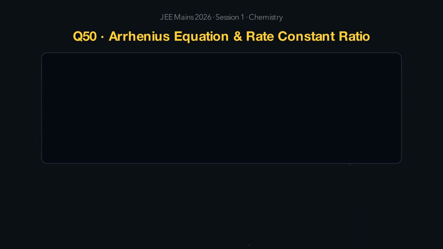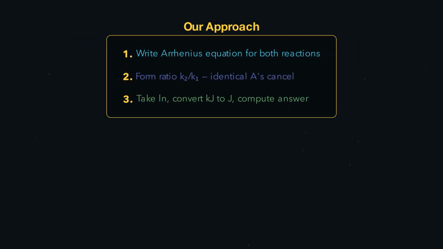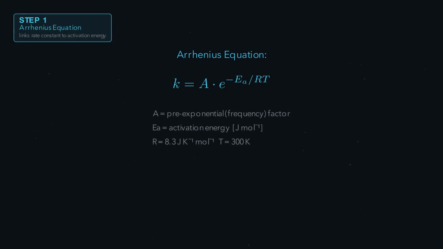2 reactions, same order, identical pre-exponential factors. The only difference? Reaction 1 has a higher energy barrier. Which rate constant wins, and by exactly how much? Here's our approach. First, we write the Arrhenius equation for both reactions. Then, since A1 equals A2, the pre-exponential factors cancel when we form the ratio K2 over K1. Finally, we take the natural log and substitute to get the answer.